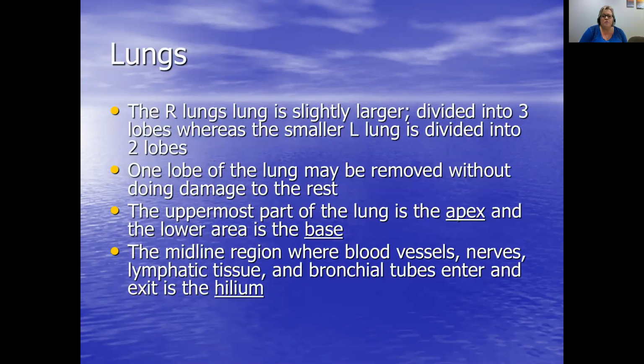The midline region where blood vessels, nerves, lymphatic tissue, and bronchial tubes enter and exit is known as the hilum. And we talked about that with the kidneys, where the bronchial tubes enter and leave, and where blood is supplied from is always the hilum. It's usually a notched area in the organ.